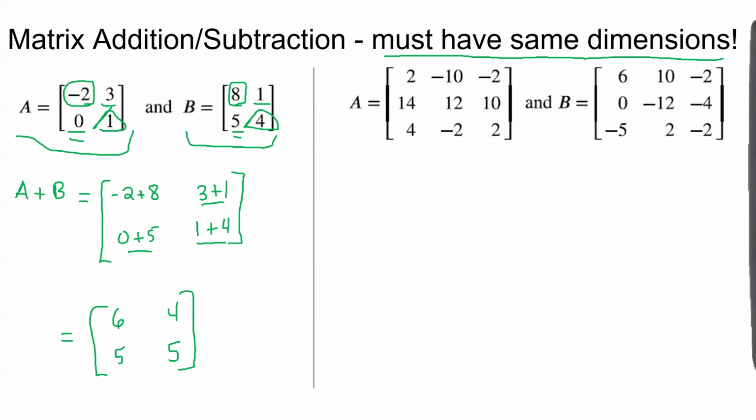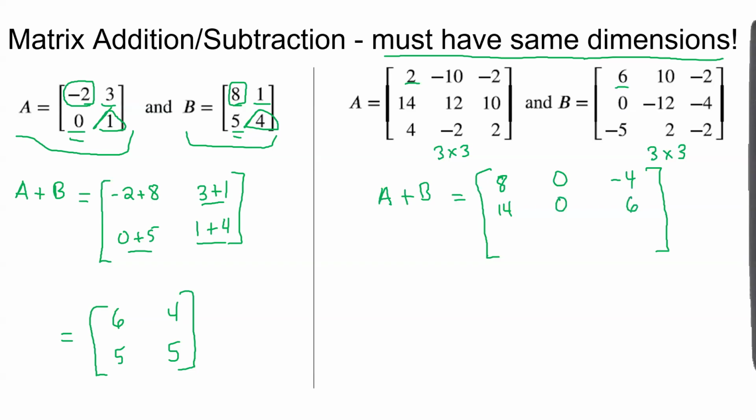Just match them up. We'll do this one kind of quickly here. I'm going to work across that first row. Notice that my dimensions here are 3 rows and 3 columns. And over here, I have 3 rows and 3 columns. So, yep, they have the same dimension. That means that I can add these together. And very simply, I'll have 2 plus 6, which would be 8. Negative 10 and 10 would be 0. Negative 2 would be negative 4. 14 and 0. 12 and negative 12. 10 and negative 4. And 4 and negative 5. And I get that if I did it all right.